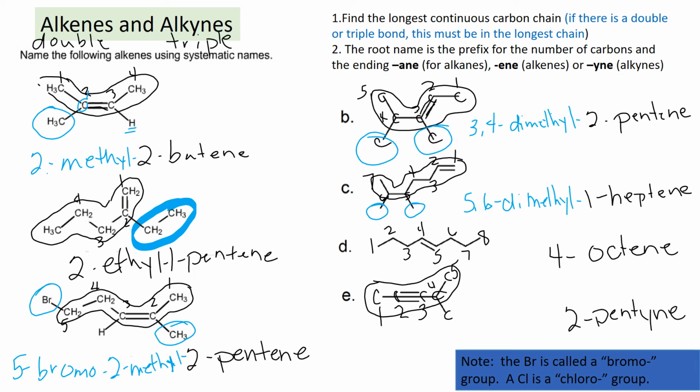All right, and then branches. We do have a branch. Right here, we have 1 carbon, so that's methyl, and it's carbon number 4. So it's a 4-methyl 2-pentyne.